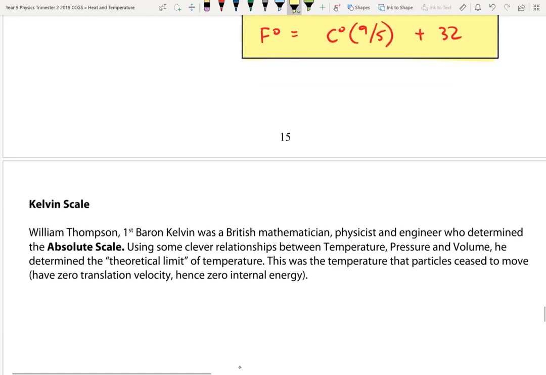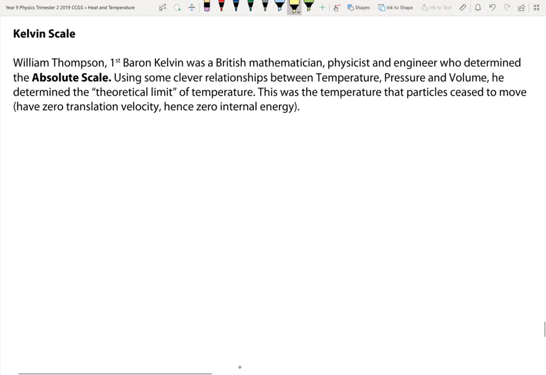Let's get over to an important one. The Kelvin scale. William Thomson, 1st Baron Kelvin, was a British mathematician and an engineer. Now, here is what he did. He used a very clever relationship between temperature, pressure, and volume. Now, I'm going to very quickly demonstrate this, but not really.